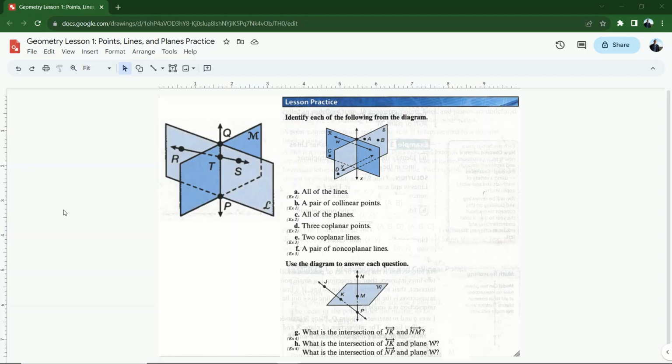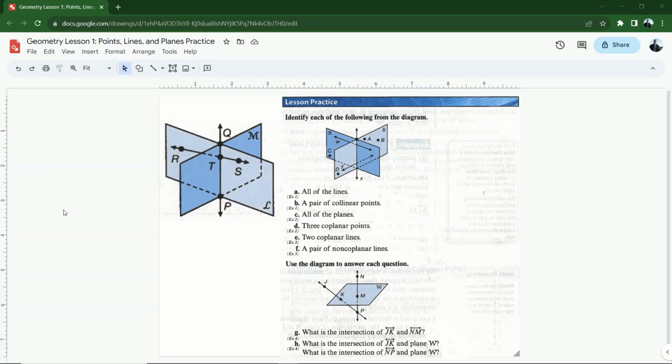All right, and let's just consider now QSP. Notice that S is a little farther out on plane L compared to T. S is not collinear with Q and P. And actually, if you were to try to draw multiple planes through QSP, you'd find that there's actually only one plane that contains all three of those points. And that would be the same plane as plane L, which contains QSP.